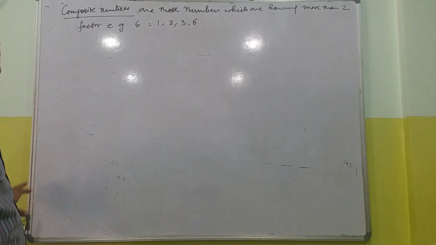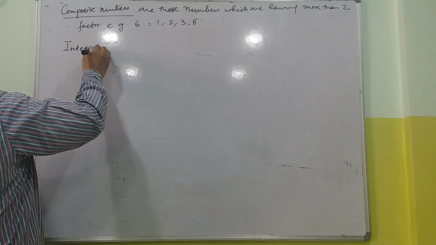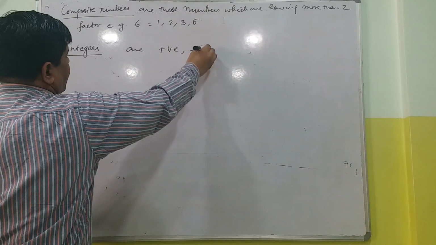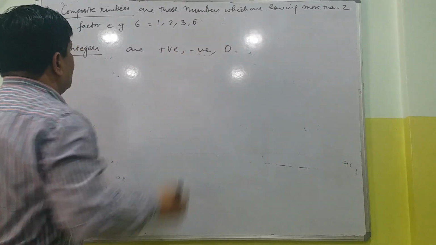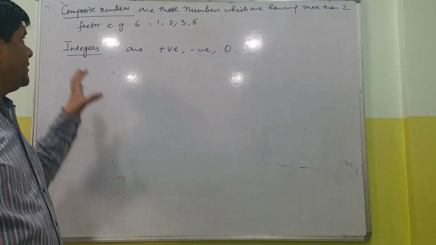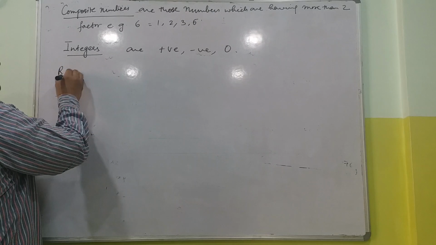Then comes integers. Integers are those numbers which can be positive, negative or zero. Or you can say they are negative numbers, positive numbers, whole numbers, integers. Then comes rational number.